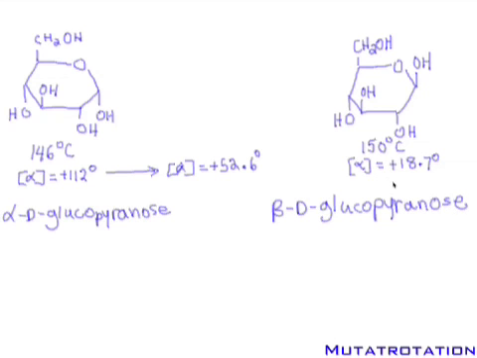If you take the beta D-Glucopyranose and dissolve it in water, it also very slowly converts its specific rotation from plus 18.7 to plus 52.6. This change in specific rotation over time when the pure compounds are redissolved is called mutarotation.